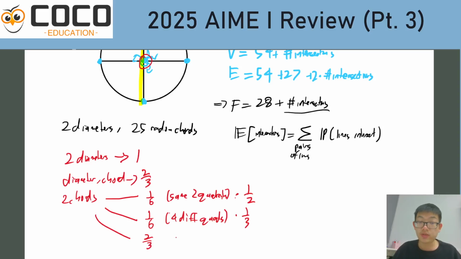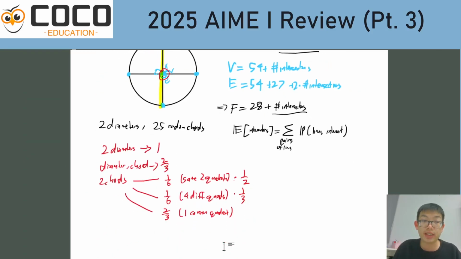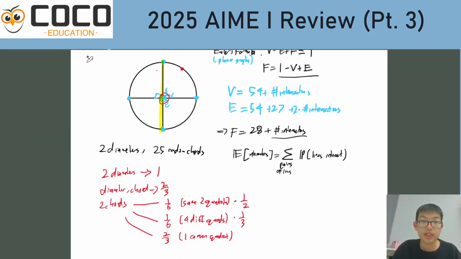Okay, now this one is the one that has one common quadrant. That is 2/3 because it's just 1 minus 1/6 minus 1/6, but you can check that there's a 2/3 chance that they have exactly one in common. If they have exactly one in common, then the same thing happens again: let's say these are the two different quadrant starting points, but they both end in the same quadrant like this. Then there's two possibilities, one yes, one no, and so this one is also going to be half.